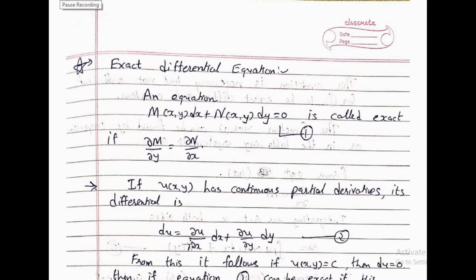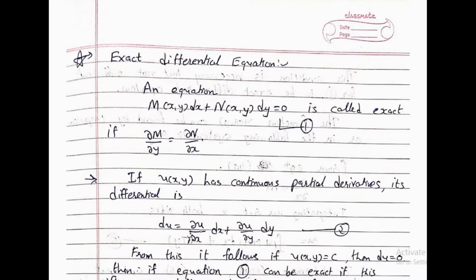Okay, now completing the variable separable and homogeneous, we are going on to the exact differential equation. Now see, the equation M(x,y) dx plus N(x,y) dy is equal to 0 is called exact if del M by del y is equal to del N by del x. Here, this is the necessary condition. See, it is not sufficient. How it is obtained, that I am going to show you.